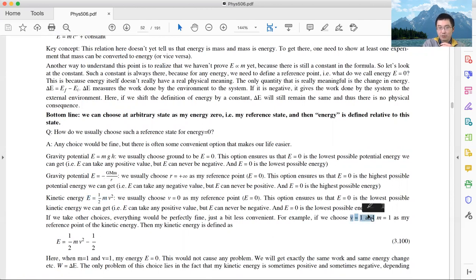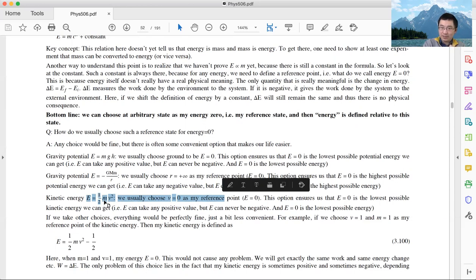But if we choose, say, velocity equals 1, mass equals 1 to be my reference state, then my kinetic energy looks like this. In this option, my kinetic energy sometimes is positive, sometimes is negative, so I don't know what the sign of my energy should be. But if I choose velocity being 0 as my reference point, then I know my kinetic energy is always positive in this convention. And I also know if kinetic energy goes to 0, that's the lowest possible kinetic energy state I can get.